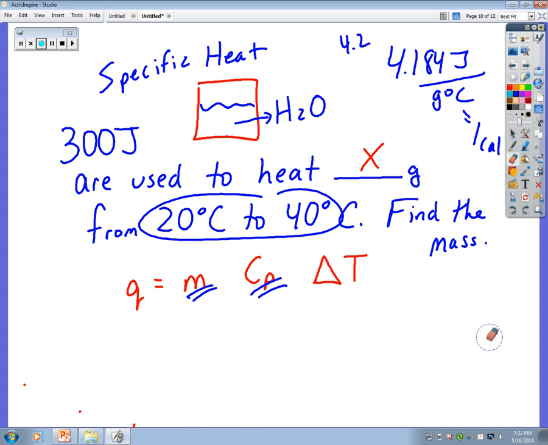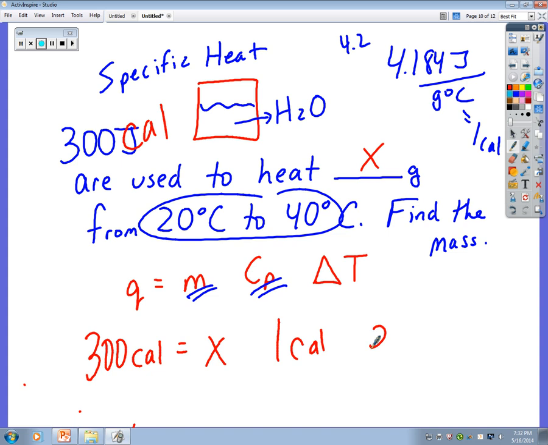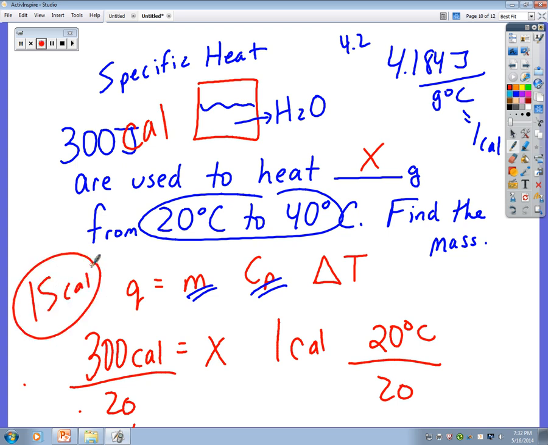Let's say instead I have 300 calories. So this is 300 calories equals, I have no idea how many grams. This is 1. Ooh, that's hard. 1 calorie. And it's 20 degrees here. So you solve 300 divided by 20. And that would be your answer. Okay? And your answer would be 15 calories. Okay? So you need to remember this.